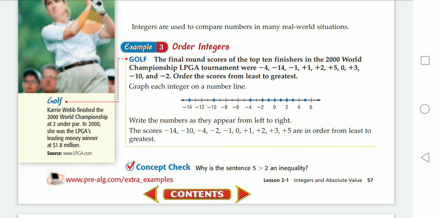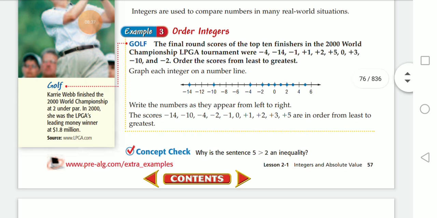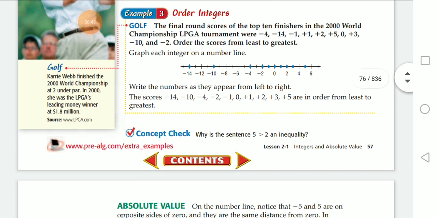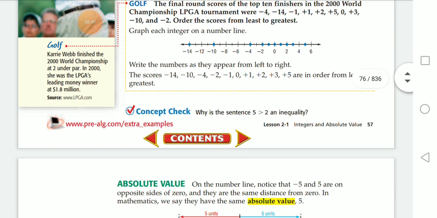Order integers. Golf: the final round scores of the top 10 finishers in the 2000s World Championship LPGA tournament were negative 4, negative 14, negative 1, positive 1, positive 2, positive 5, 0, positive 3, negative 10, and negative 2. Order the scores from the least to the greatest. Graph each integer on a number line. I have here the number line, and I will graph each integer.